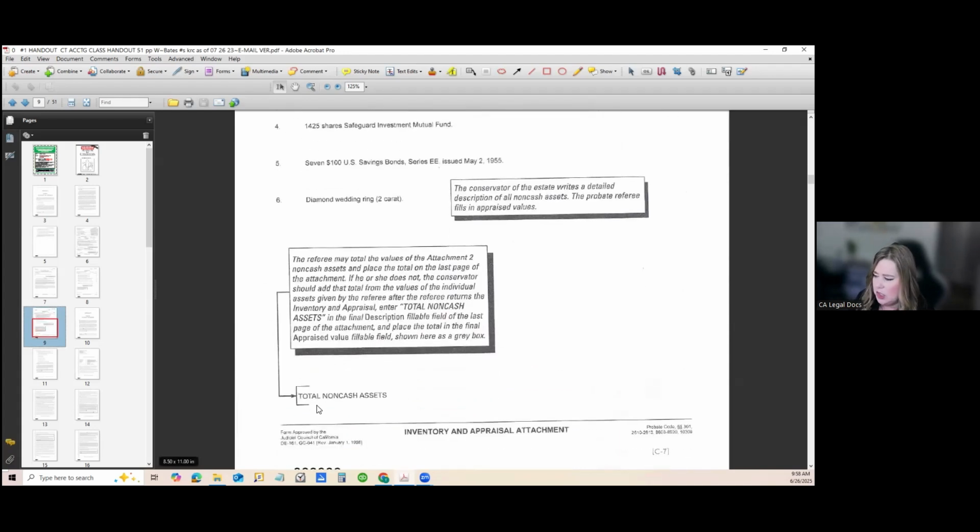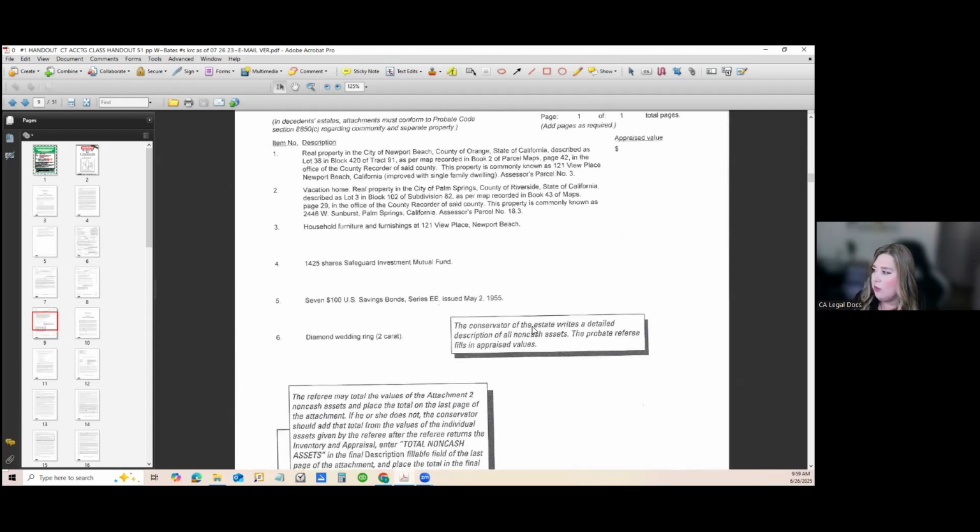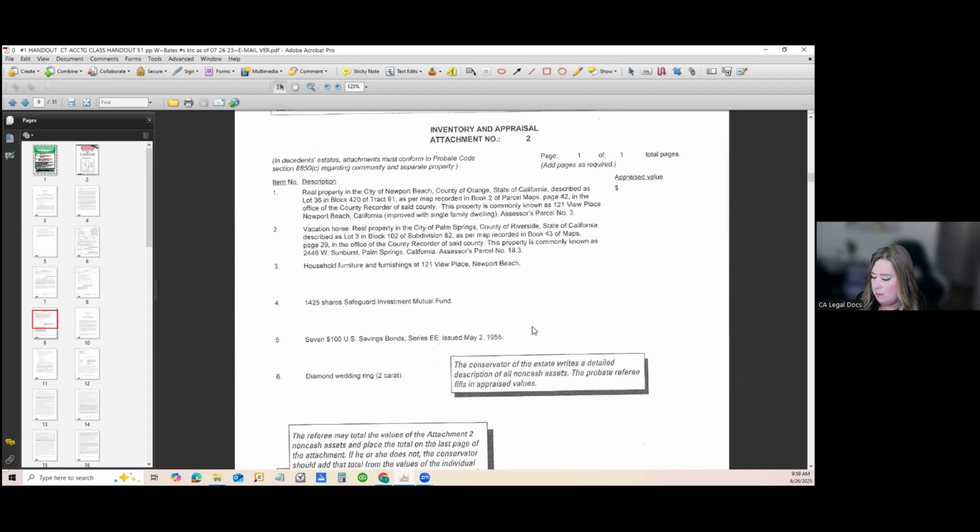Again, I'm going to go to questions in just 1 second. Let me finish just the end of this form. So again, I will put total attachment to assets. I put it in the middle right here typically, and I will put a dollar amount. I leave it blank because that's where the probate referee comes in and puts the value on his or her own. Are there any questions on this part of the form, or what an attachment to asset would be?